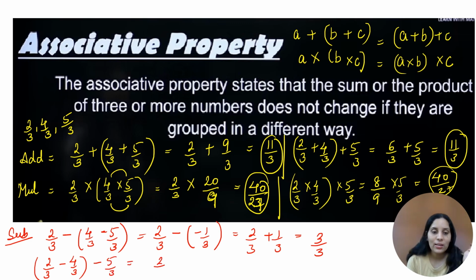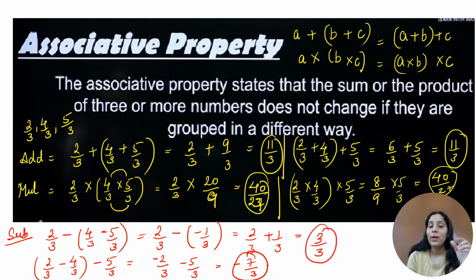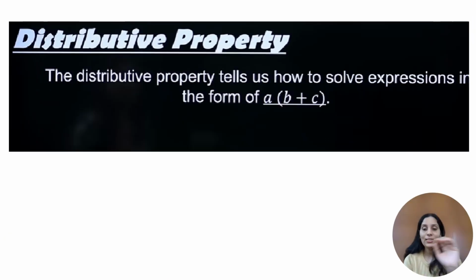So here what do we get? 2 minus 4 is minus 2 by 3 and minus 5 by 3. So we get minus 7 by 3. So you can see that the end result is not same. Again, associative property is only true for addition and multiplication, and it is not true for subtraction and division, same like commutative. Now coming to the third property, which is distributive property.